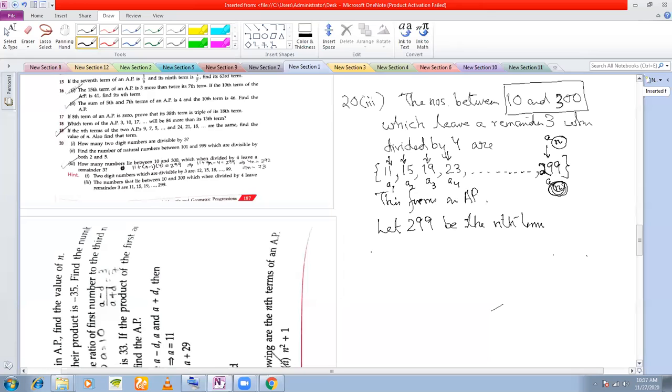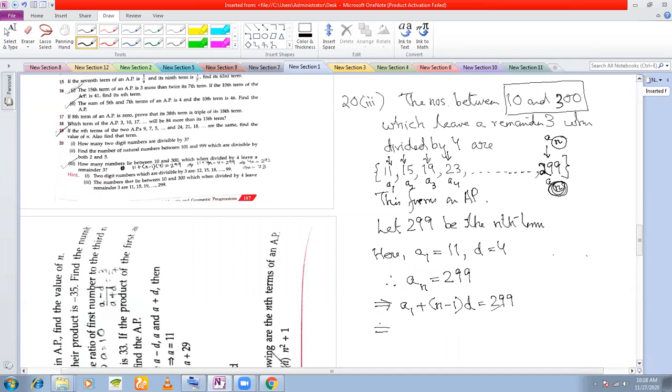right? Now here, this forms an AP. So what is the first term? First term is 11. And what is the common difference? Common difference is 4. So therefore, what have we assumed? We have assumed an to be 299. 299, the last term, we have assumed to be the nth term. So what is an here? a1 plus (n minus 1) into d. And what is d?